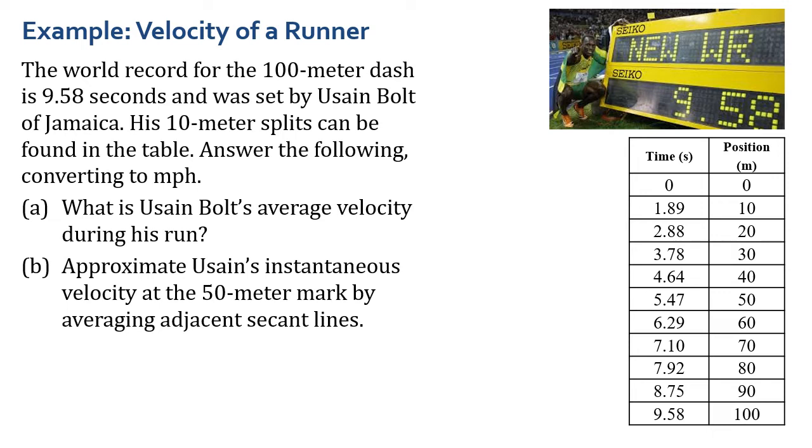Let's start with part A. What is Usain Bolt's average velocity during his run? So velocity is another word for speed. So how fast was he running? Well, we know that he ran 100 meters in 9.58 seconds. So we'd be able to say his average velocity is he ran 100 meters in 9.58 seconds.